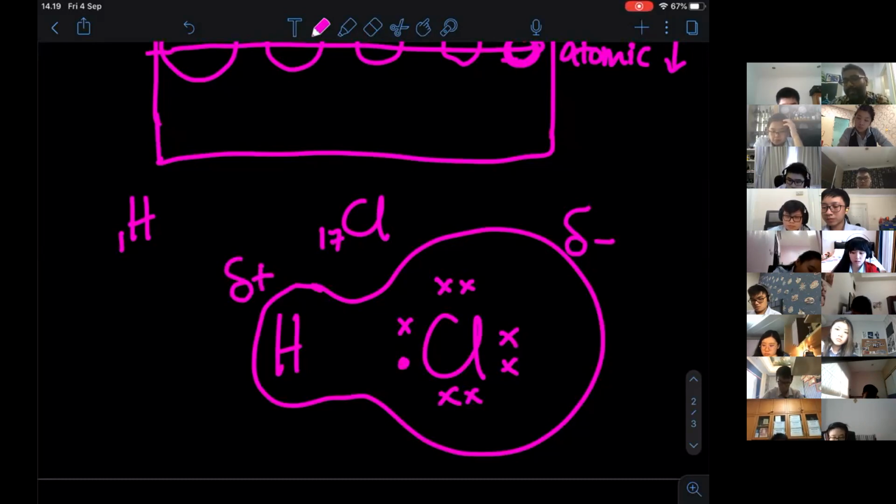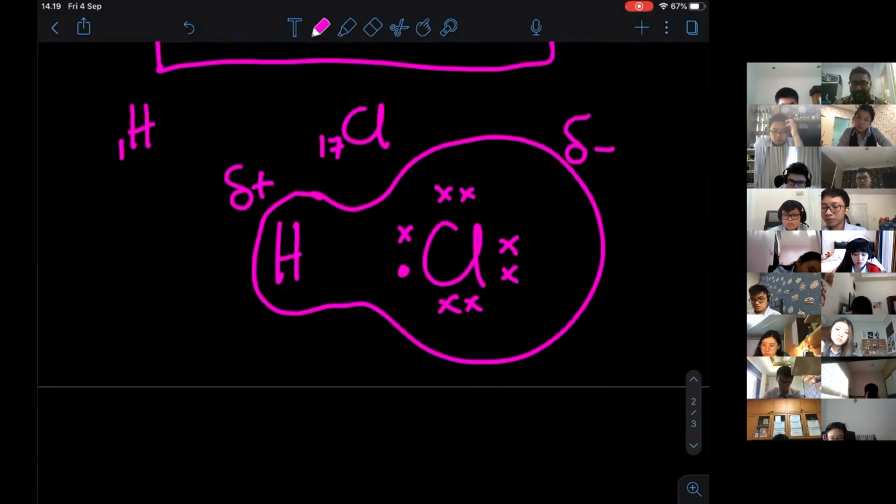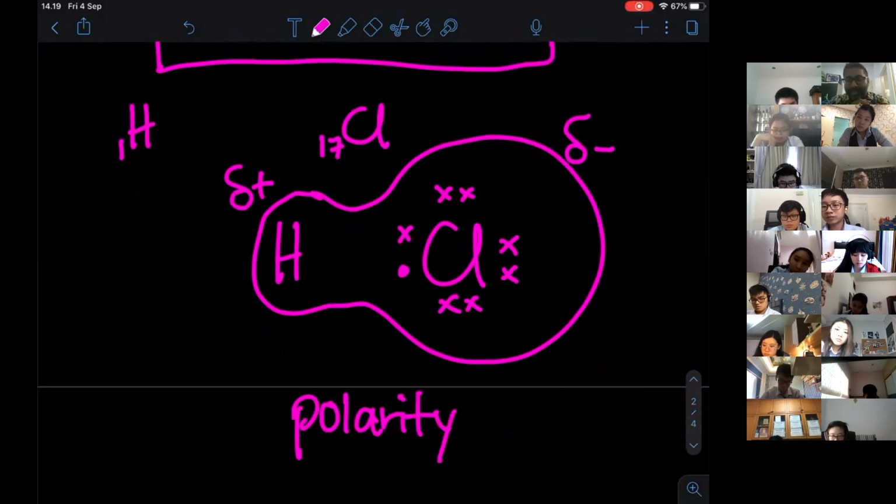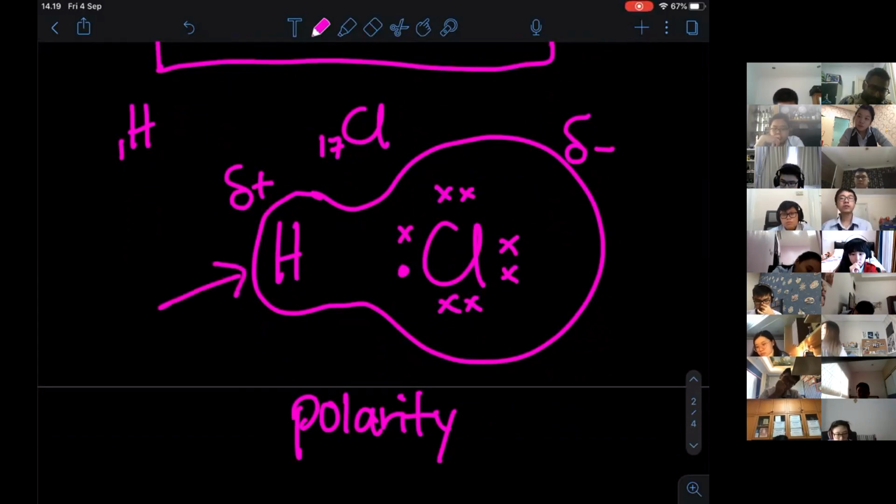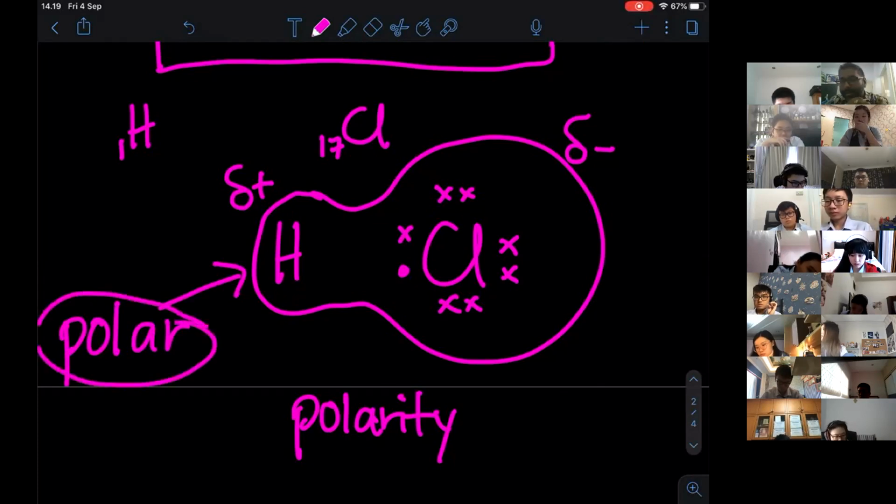So that makes it partially negative. That's delta negative, meaning partially negative, because there are more electrons towards chlorine. And this one is going to be partially positive. So that creates a polarity. What is polarity? Polarity means there is going to be a positive charge and a negative charge within the molecule. So is this molecule HCl polar or non-polar? If you have polarity, it means they are polar.